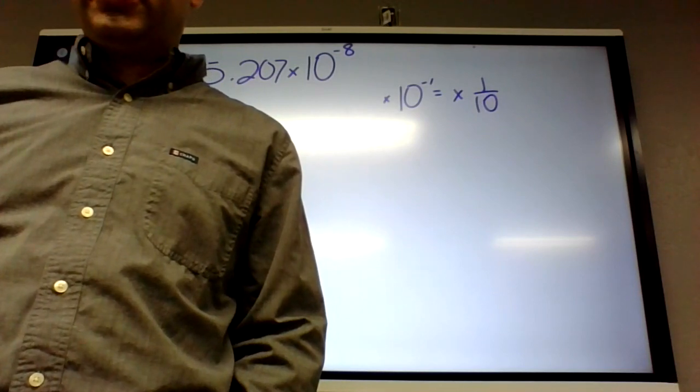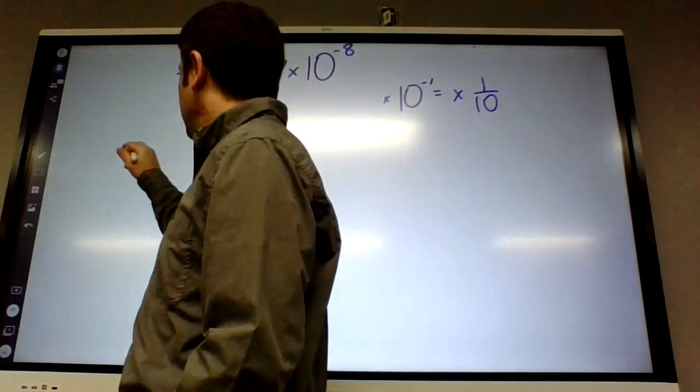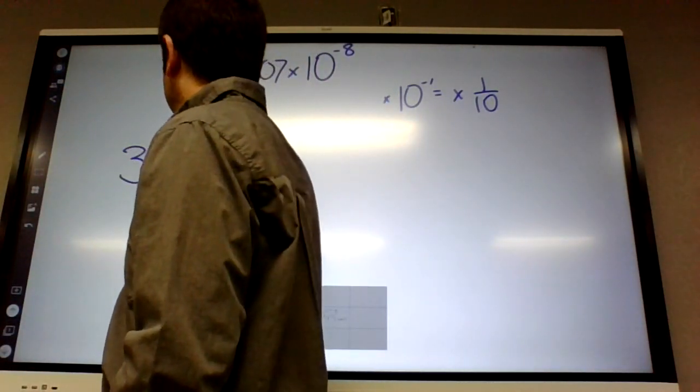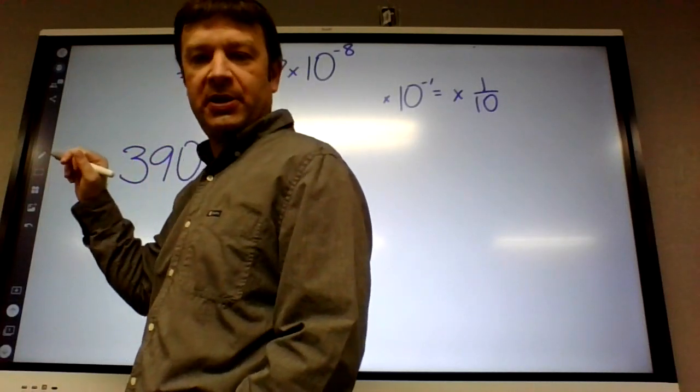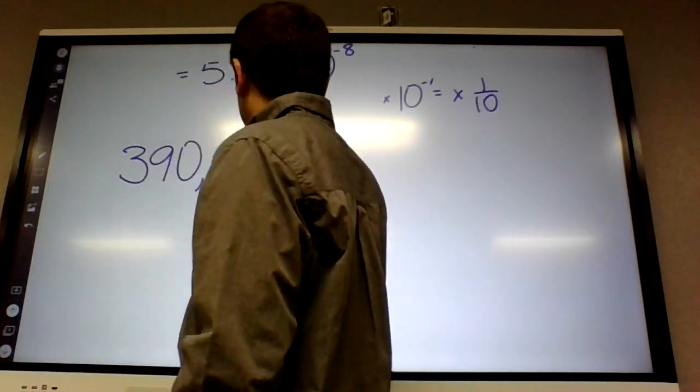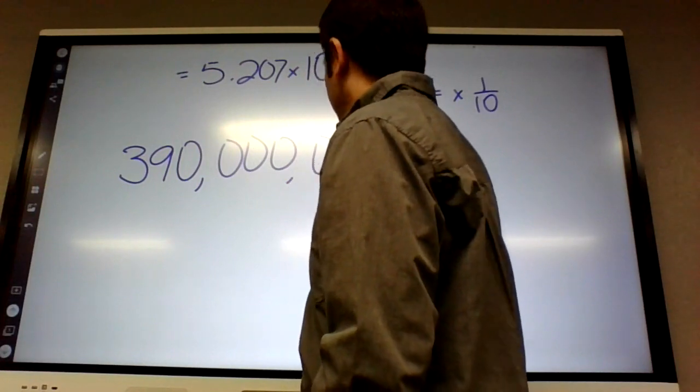So number 1, 390 million. I'm going to start off with, yeah, I'm recording. 390 million. Let's start with volunteers right off the get-go.